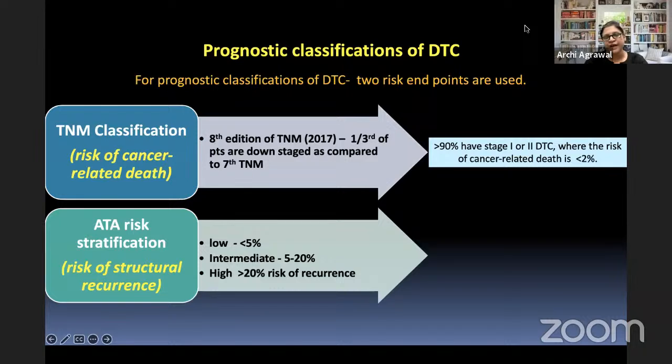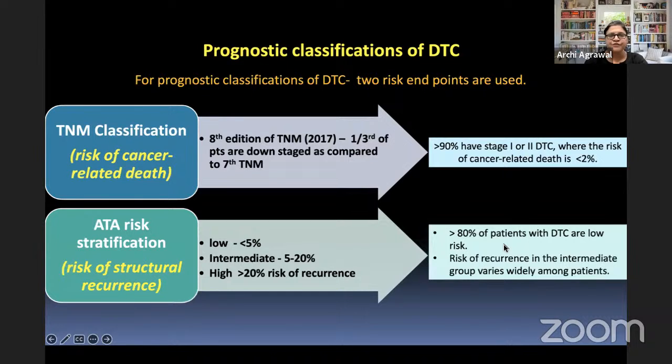And the ATA risk stratification looks at the risk of structural recurrence. If we look at the three categories that they have divided into, the low, intermediate, and high risk, the risk of structural recurrence is less than 5% in low risk patients, whereas in the intermediate risk category, it varies from 5 to 20%, and in high risk, the risk of recurrence is more than 20%.